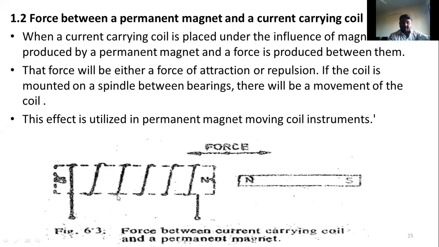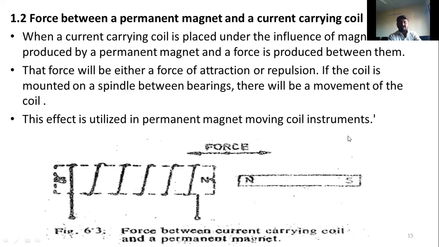Whenever we bring this coil nearer to the magnet, there may be a force of attraction. If both the poles are the same, a force of repulsion will occur. If they are opposite poles, a force of attraction will occur. This is the permanent magnet, and this is the moving coil. This principle we are going to apply in permanent magnet moving coil instruments.